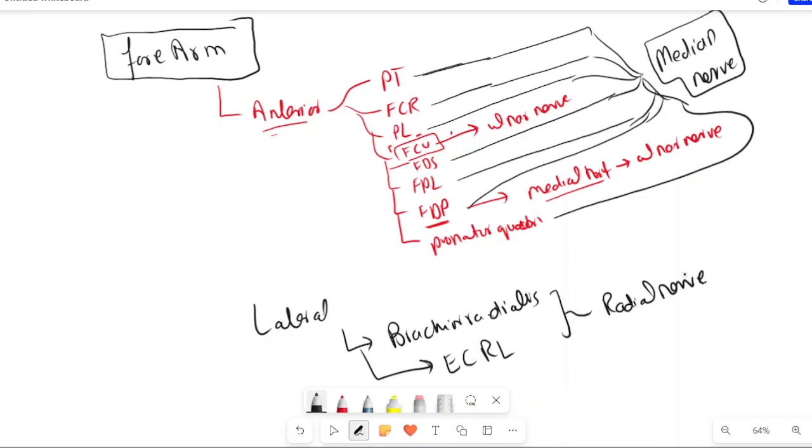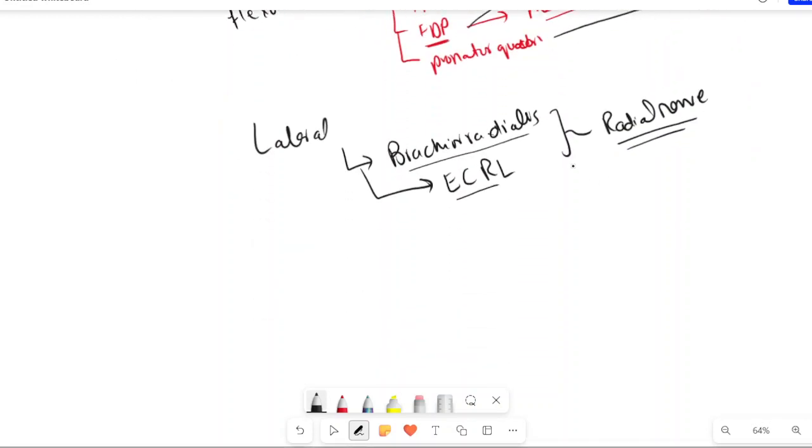Sometimes these are also included in the posterior or extensor compartment, and all the anterior muscles are the flexor muscles. So you have to remember this. The lateral compartment is brachioradialis and extensor carpi radialis. They are supplied by the radial nerve. Now toward the posterior compartment.